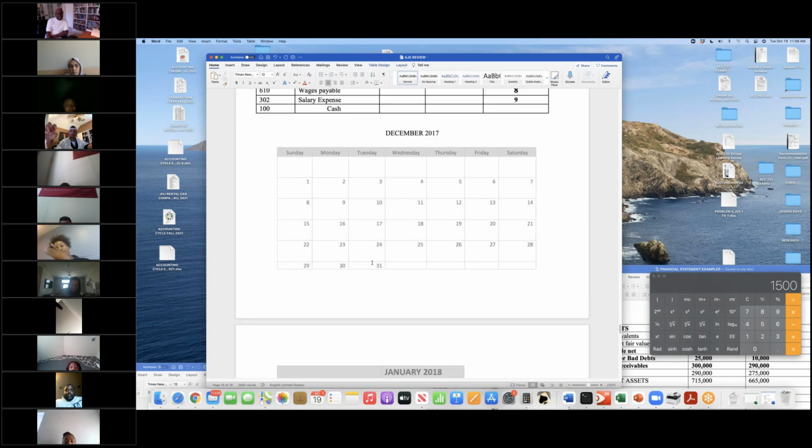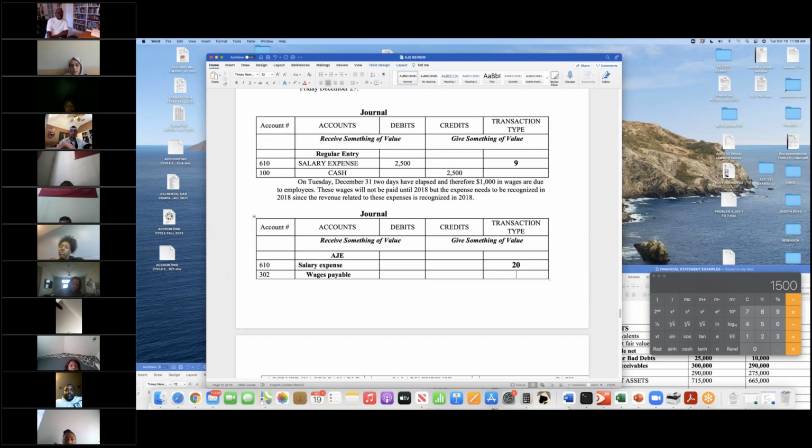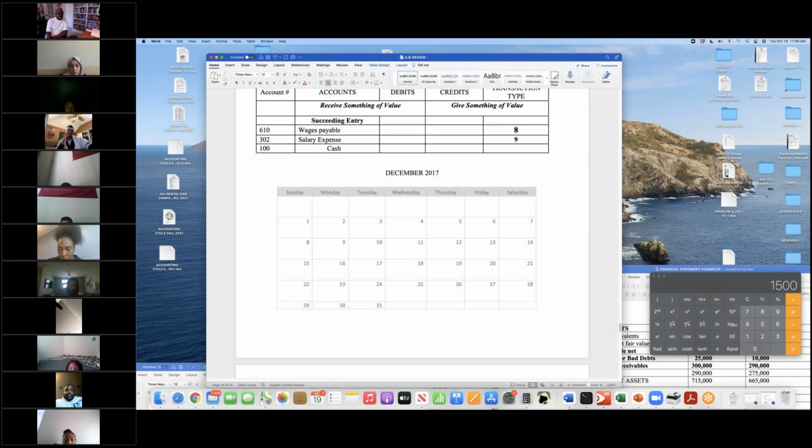Okay. Now, when we get ready to make this adjusting entry, we look down here and see we have 2 days. And so the question becomes, how much are we paying each day? If we're paying $2,500 for 5 days, we can divide $2,500 divided by 5. That's going to equal $500. So that means the workers are paid $500 a day. So for these 2 days right here, the workers are due $1,000.